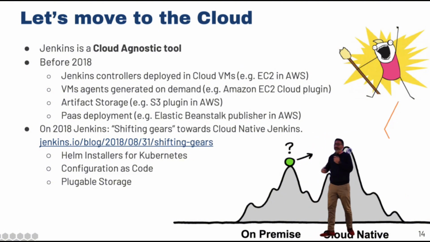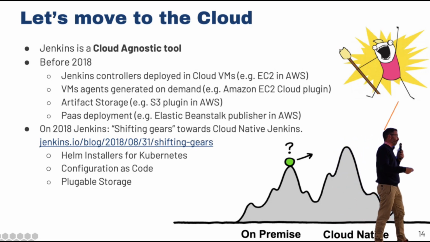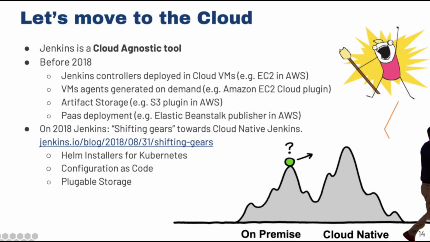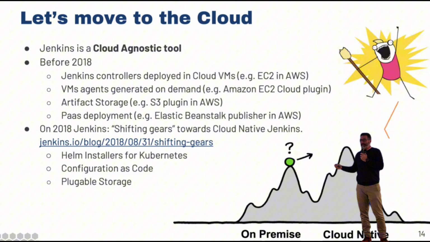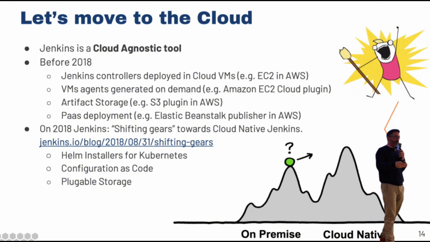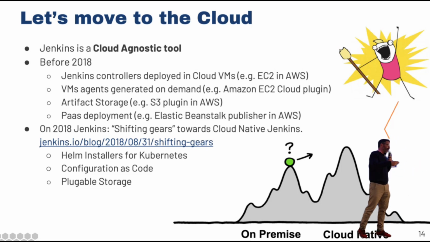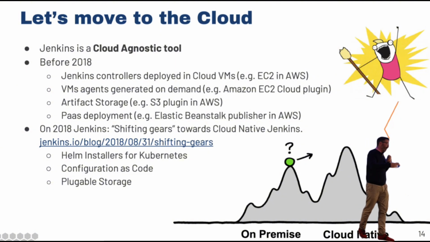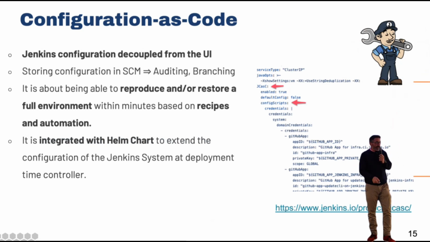But in 2018, the creator of Jenkins, Kohsuke, wrote a blog post about 16 years moving toward Cloud Native Jenkins. If you look at that blog post, you will see a series of initiatives that were taken to make Jenkins Cloud Native. Is Jenkins Cloud Native today? The answer is no. Jenkins is not Cloud Native. Jenkins is cloud friendly. From those projects, the ones I would like to highlight are the Helm installer for Kubernetes, configuration as code, and pluggable storage.